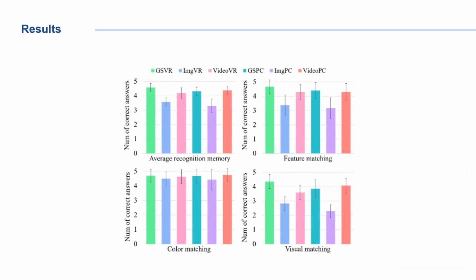We found that objects reconstructed with 3DGS in VR environment and objects reconstructed with video in PC environment were more effective for memory. These results can be interpreted as the effect is maximized when the number of dimensions of the platform and the object match.